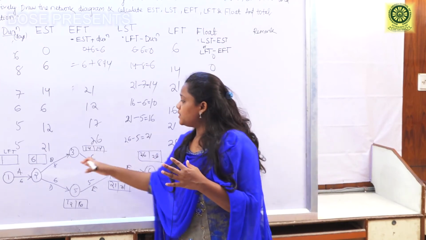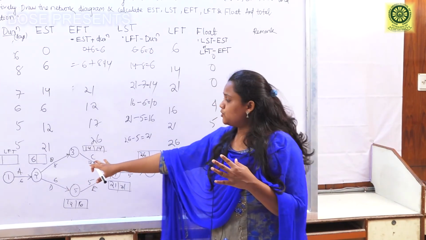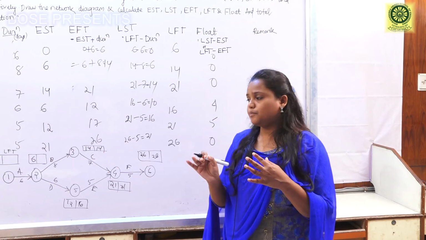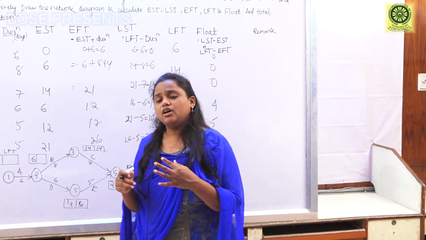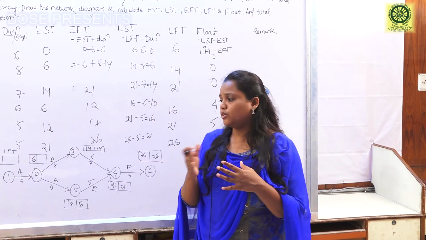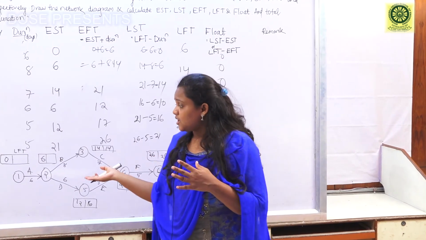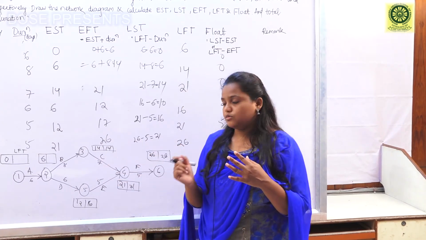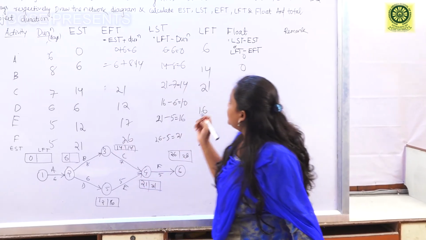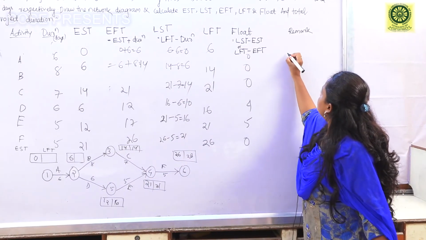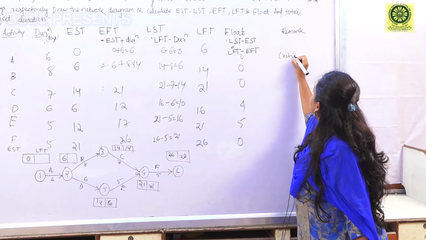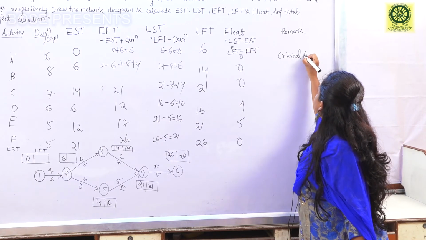So we have to indicate this critical activity or critical path in the network diagram. How can we draw it? The critical activities can be drawn as a double arrow. So what are the critical activities? We have to write the remark: these are the critical activities.